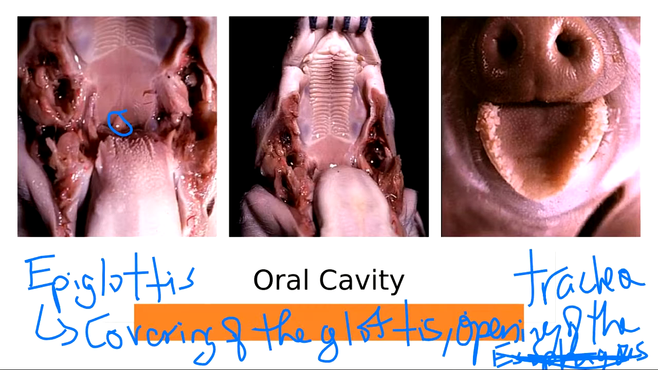So the epiglottis, which is the covering of the glottis, and the glottis is the opening of the trachea. Whenever you swallow, whenever you eat or drink or swallow some saliva, the epiglottis would automatically cover the opening of the trachea so that any of those things don't end up in your trachea. When it doesn't do its job correctly, you have this automatic coughing response.